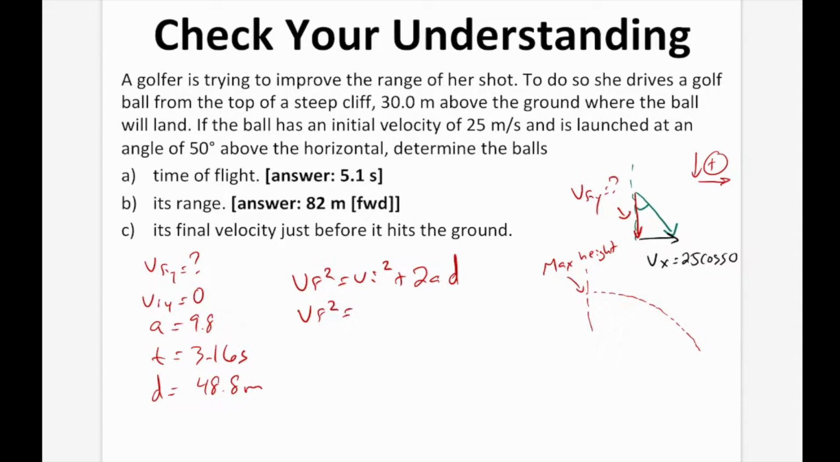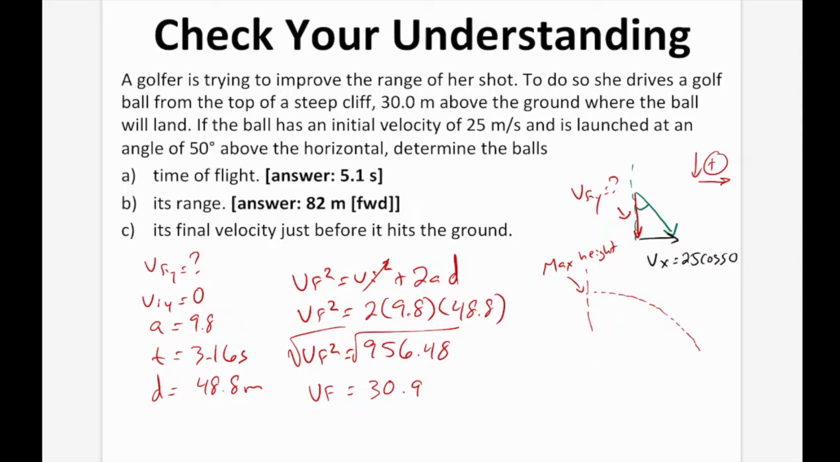VF squared is the question. VI squared is 0, right? 0 squared. 2 times 9.8 times 48.8. So we get VF squared equals 956.48. We take the square root of both, and we get a VF value of 30.93 meters per second. So that's 30.93. But we're not done yet, right? We need to find the hypotenuse, this guy right there. That is our final velocity.